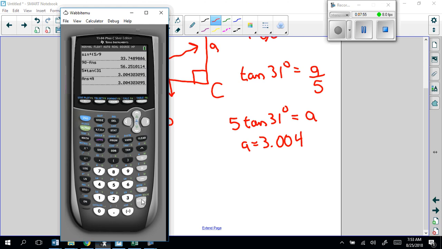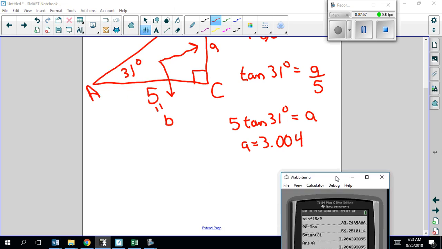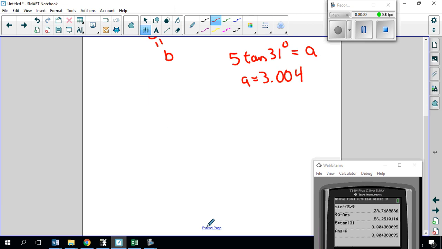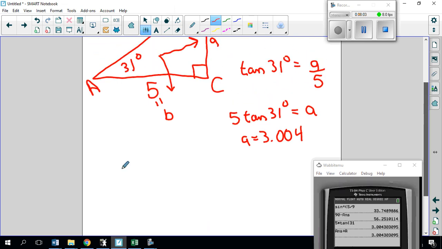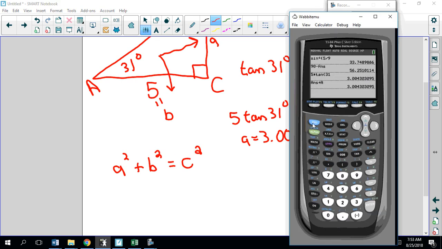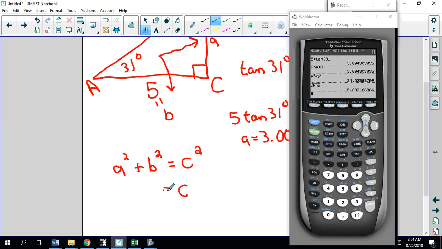Now, there's two ways to get your third side. I don't traditionally do it this way. You know, A squared plus B squared equals C squared. On my calculator, alpha A squared plus 5 squared equals C squared, square root, last answer, and I get C to be 5.833. That's not the way I would do it.